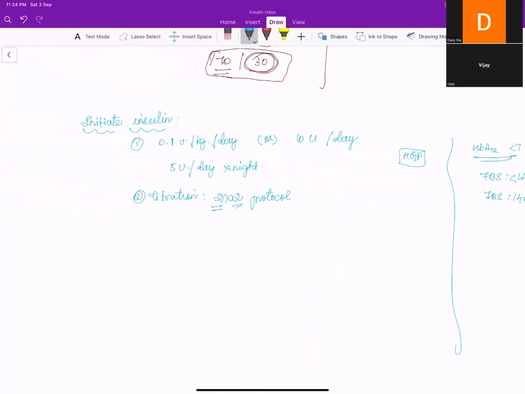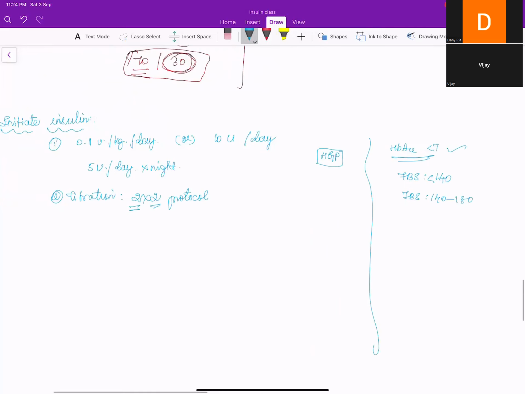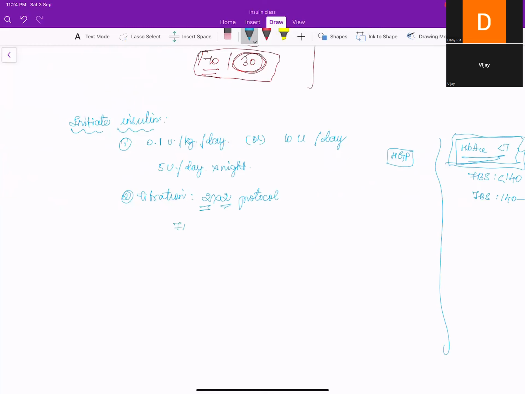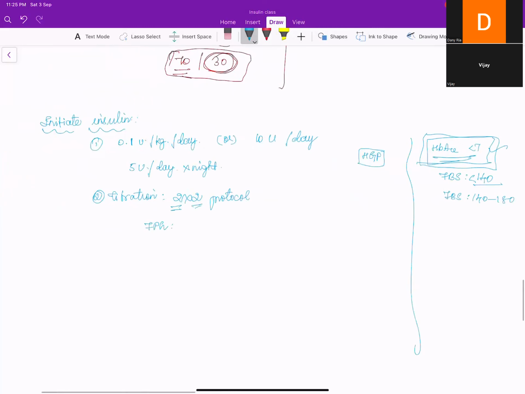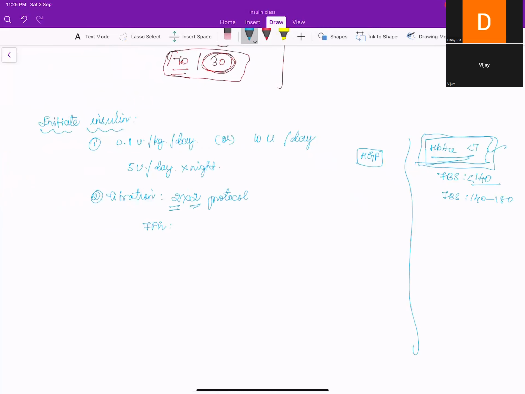So ask the patient to come after 2 days. After 2 days, we cannot see HbA1c because it will take 3 months to reflect in HbA1c. So to titrate, what you have to see is fasting plasma glucose. You have to see whether it has come to the target. Suppose the patient has come to the target now, there's no need to titrate. Continue the same units, 5 units per day in the night.